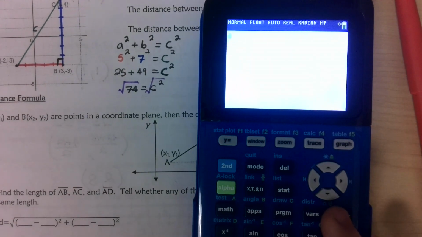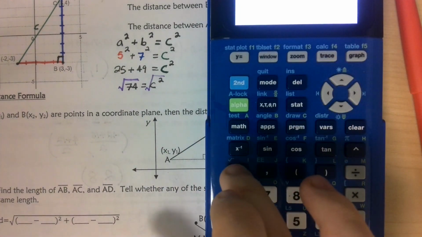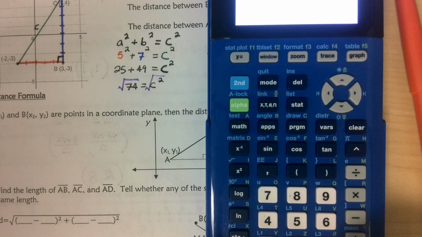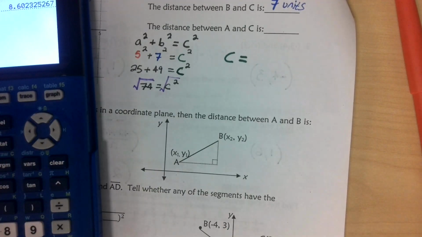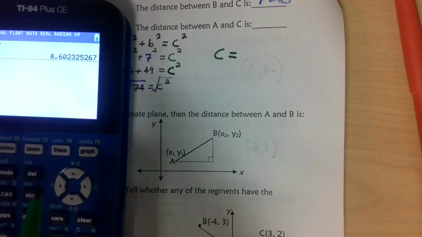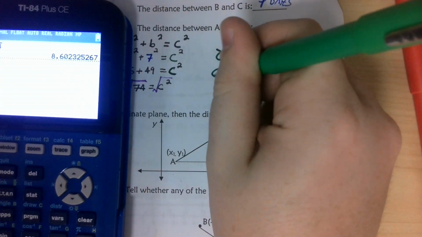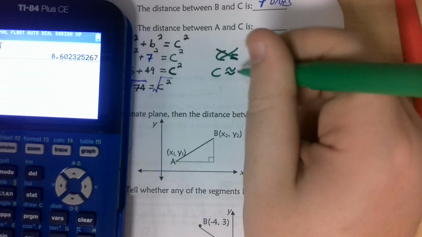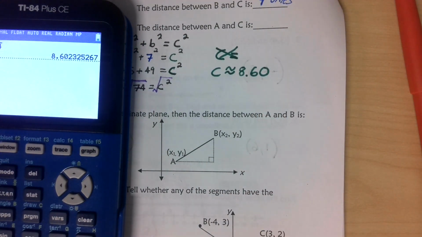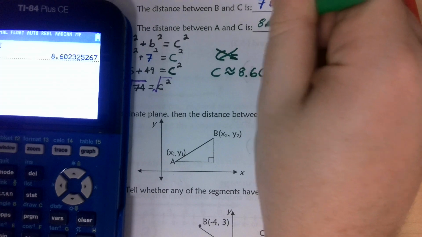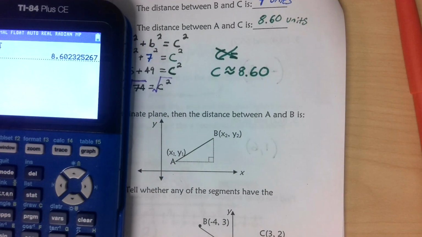Just to clarify, the square root button is this blue symbol right above the square. To access the blue, you just have to click second and then the button. So the square root of 74 is 8.602325 and so on. But I'm not going to write that whole number. Instead of writing C equals a number, because I would have to write it out forever, I'm actually going to write C is approximately that number. That'll let us round up or down. And 8.60, 2 decimal places, is pretty standard. So 8.60 units is how far away A and C are.